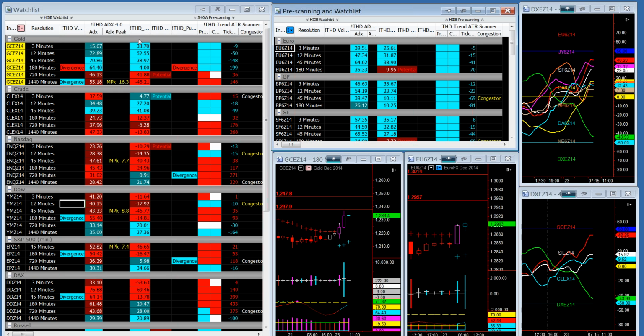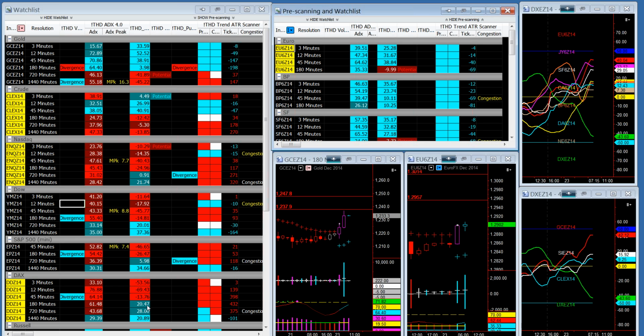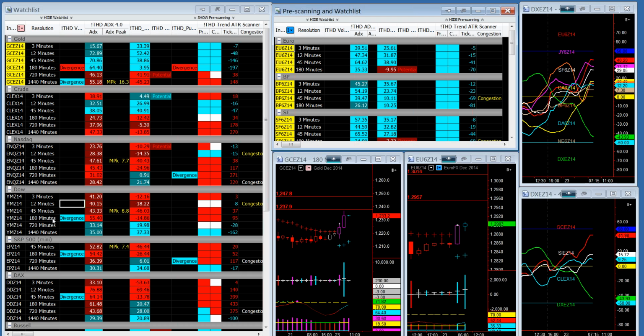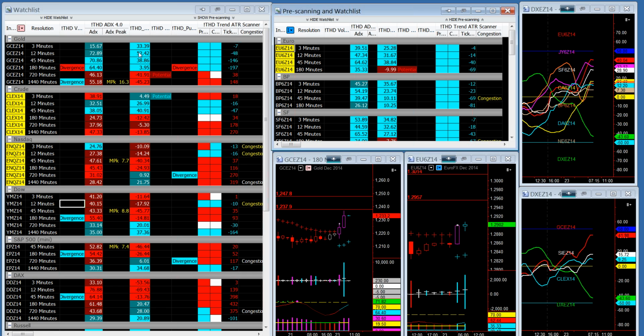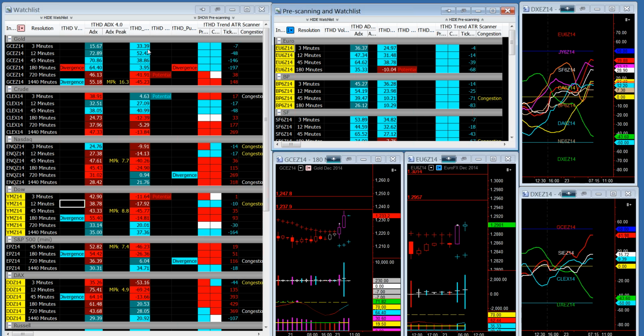Okay, after that I have the THD RSI indicator. The only thing that I use that for is to identify areas that are either overbought or oversold. Again, look at the value on gold 12 minutes. It is at 52. That tells me that that market is currently overbought because the background is blue.